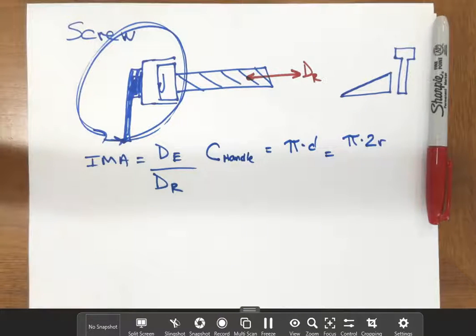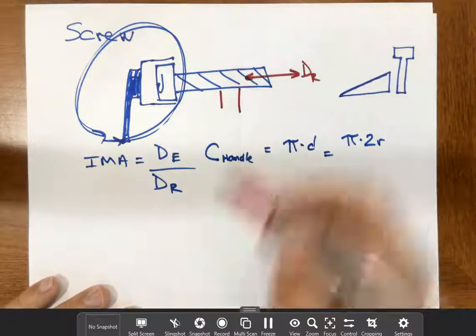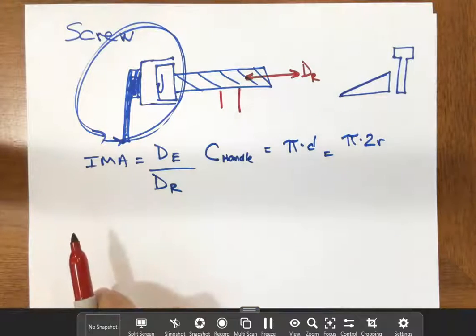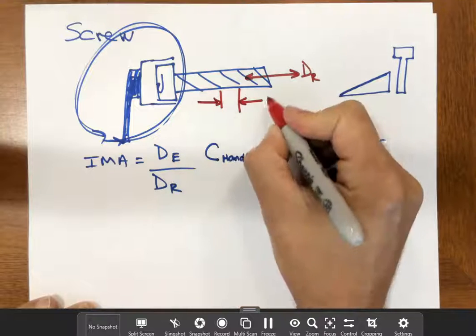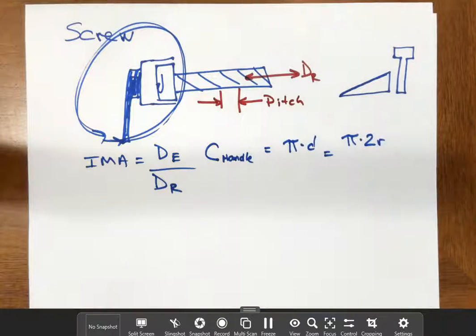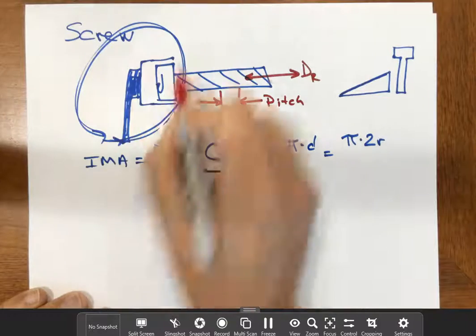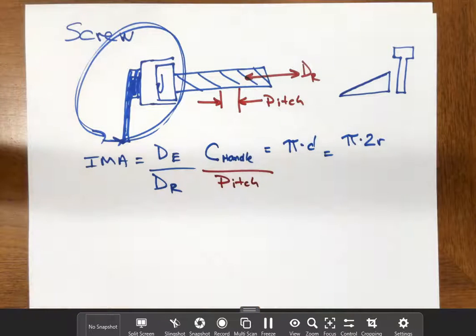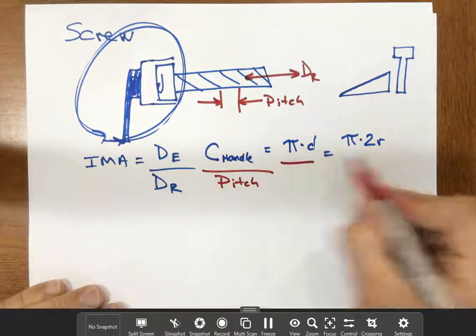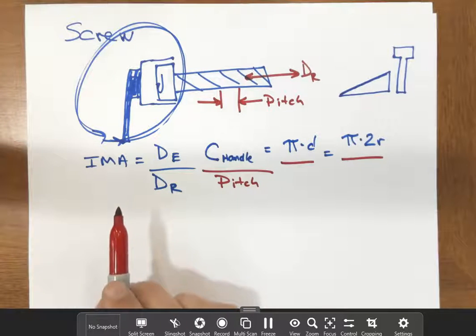In 1 turn, the screw is going to move from one thread to the next. And that distance is called the pitch. So the distance that correlates to 1 circumference, 1 revolution, is the pitch of the screw. How do you find the pitch of the screw? Well, that distance there is usually not given explicitly.